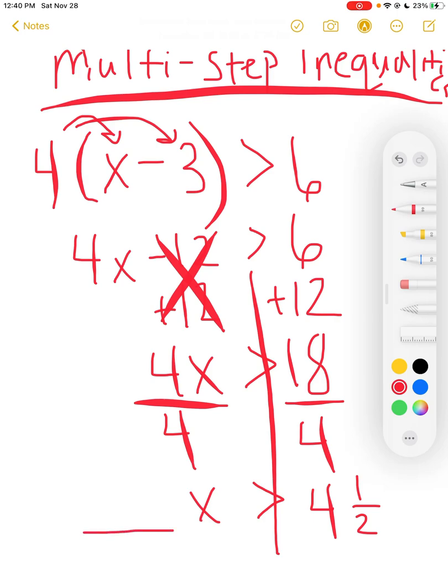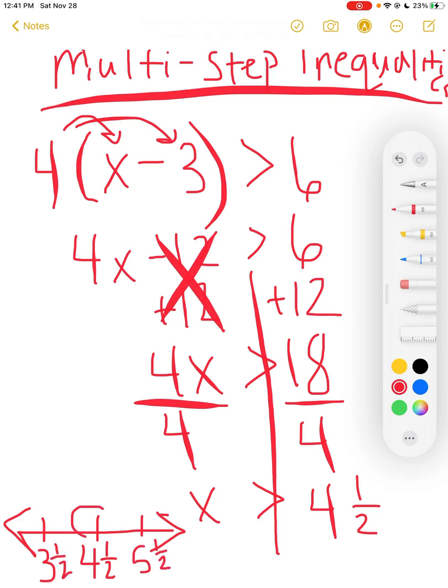We could then graph our answer by creating a number line with 3 numbers: 4.5, and you could go by ones or halves, 3.5, 5.5. Open circle, because we do not have an or equal to. X is greater than, so we're going to shade up towards all values greater than 4.5. Reminder, we can always check our work by finding a value that would fit there for x, plugging it into our original inequality and seeing if it stays true.